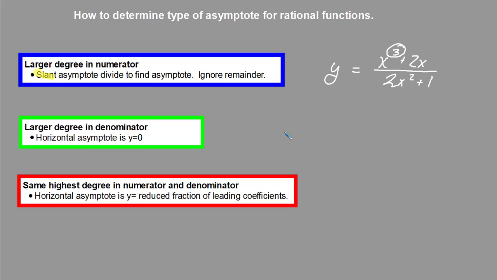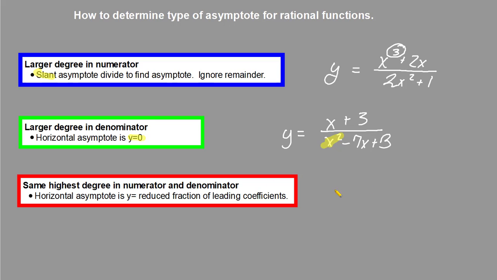But if instead you had the higher degree in the denominator, so let's say I had x plus 3 here, and this was x squared minus 7x plus 3. So my larger degree is in that denominator. Then it is y equals 0. Oh, and when you have a slant asymptote, you're going to have to divide. So that long division we did a couple of chapters ago is going to come back into play for the slant asymptotes.